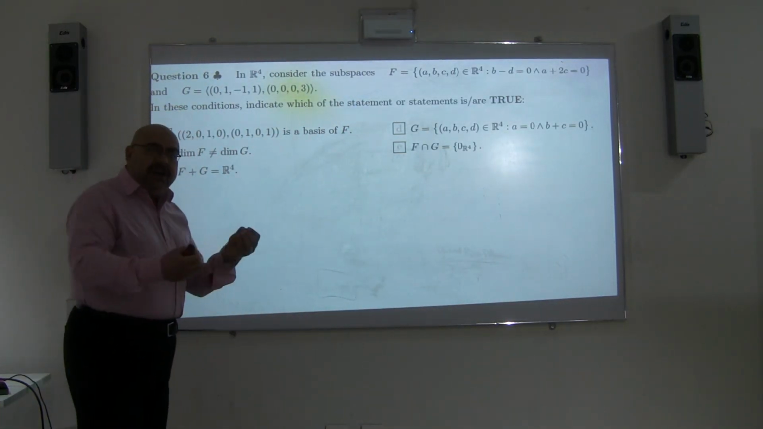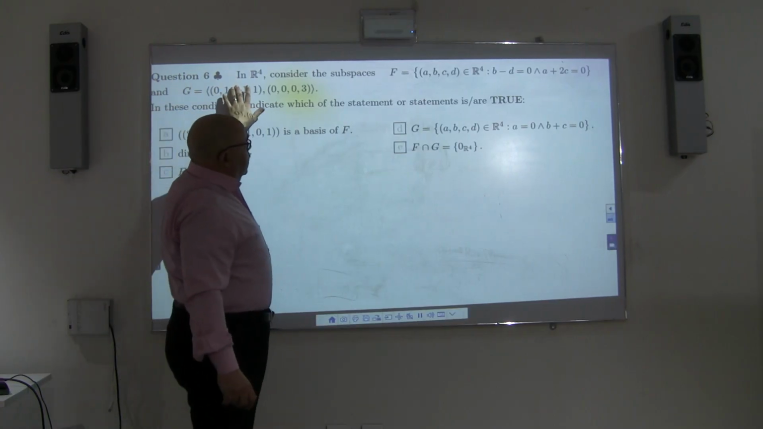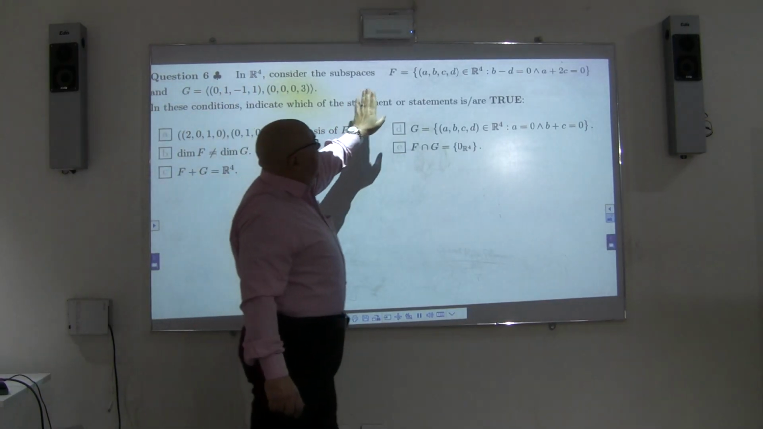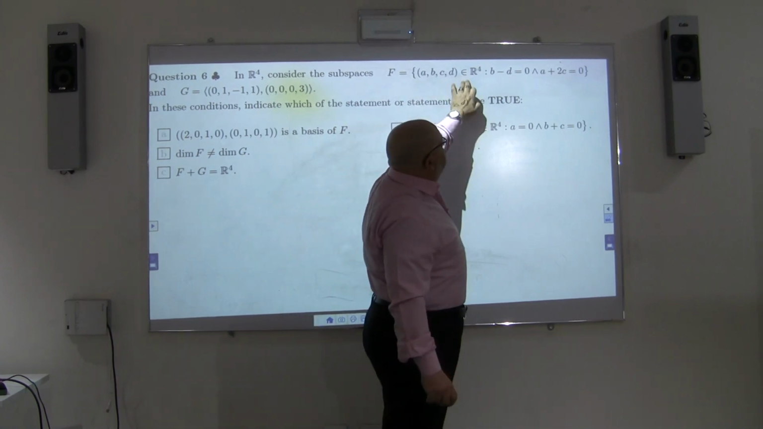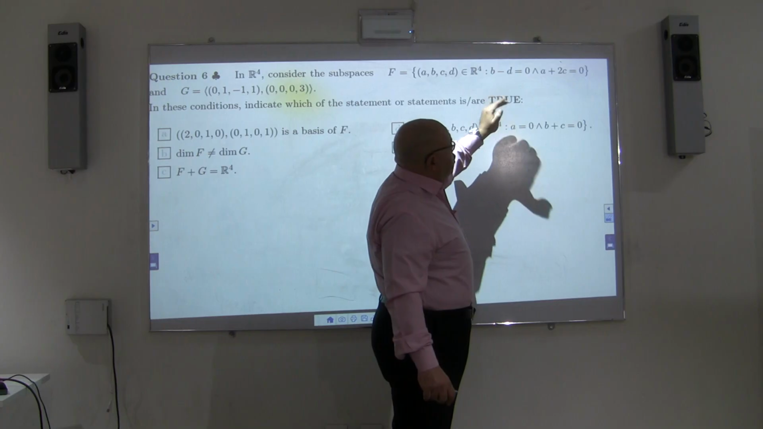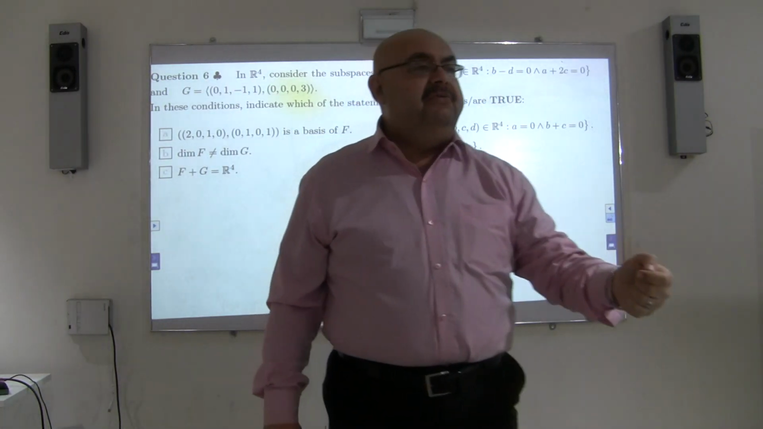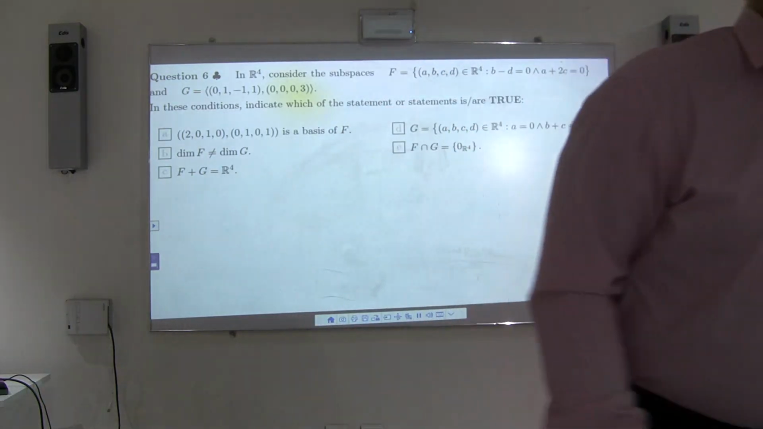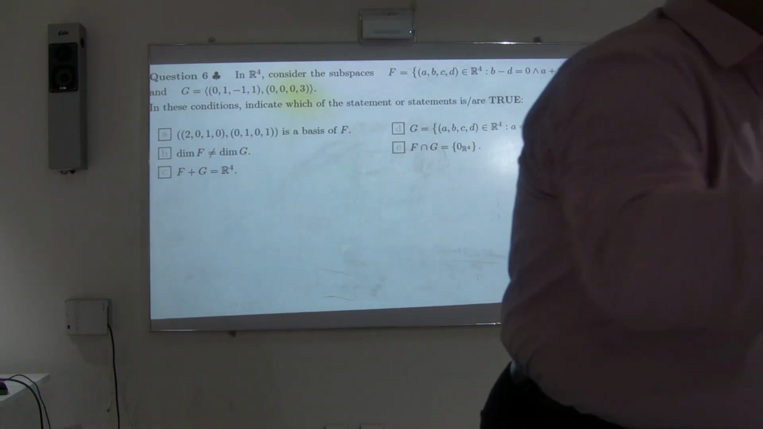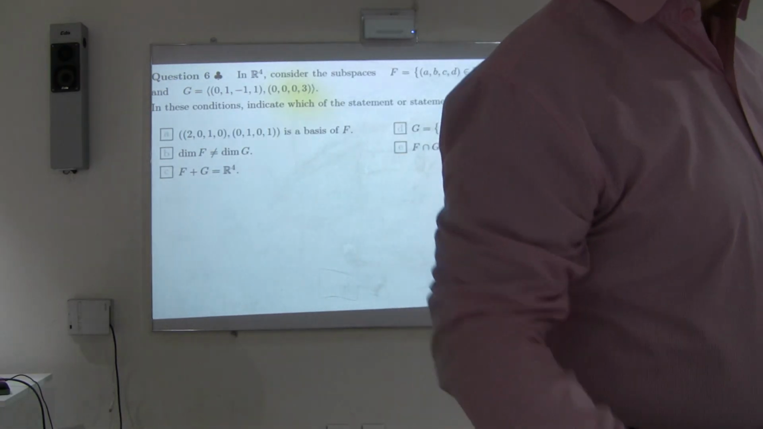Here it gives you a set. Question in R4: we are talking about a subvector space F. It is given that (A, B, C, D) belongs to R4 such that B minus D is equal to 0 and A plus 2C is equal to 0. This is which type of subvector space? An equation type, am I right? That's an equation type. How do we change it to a span type?